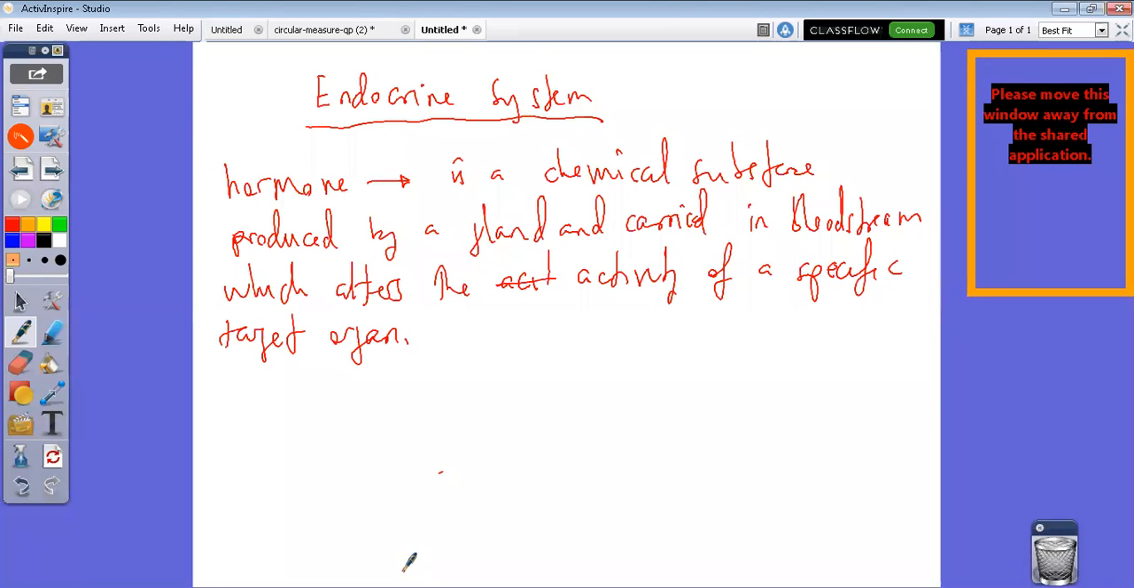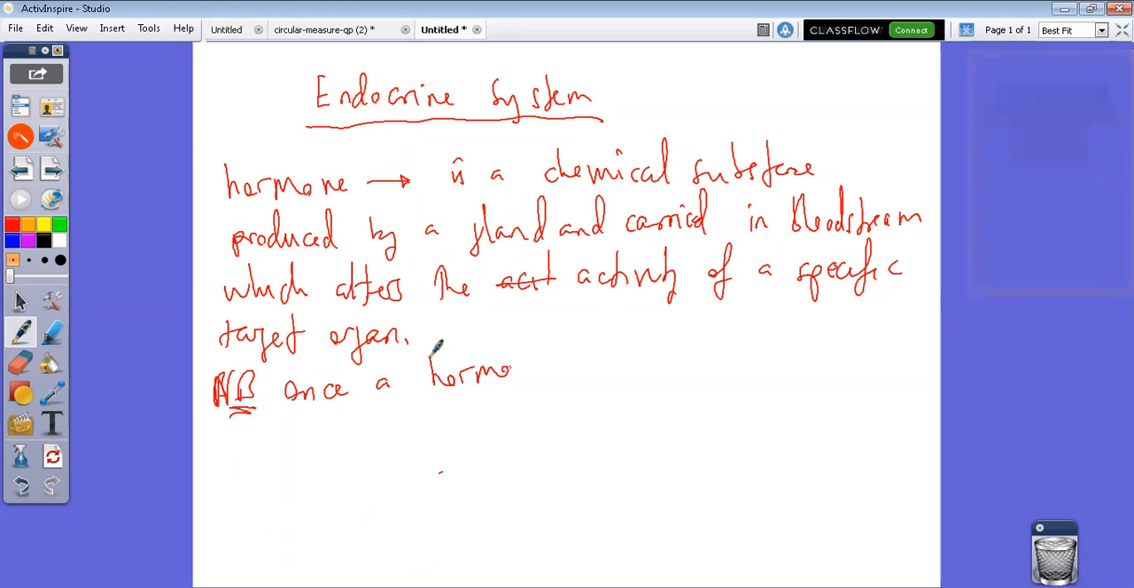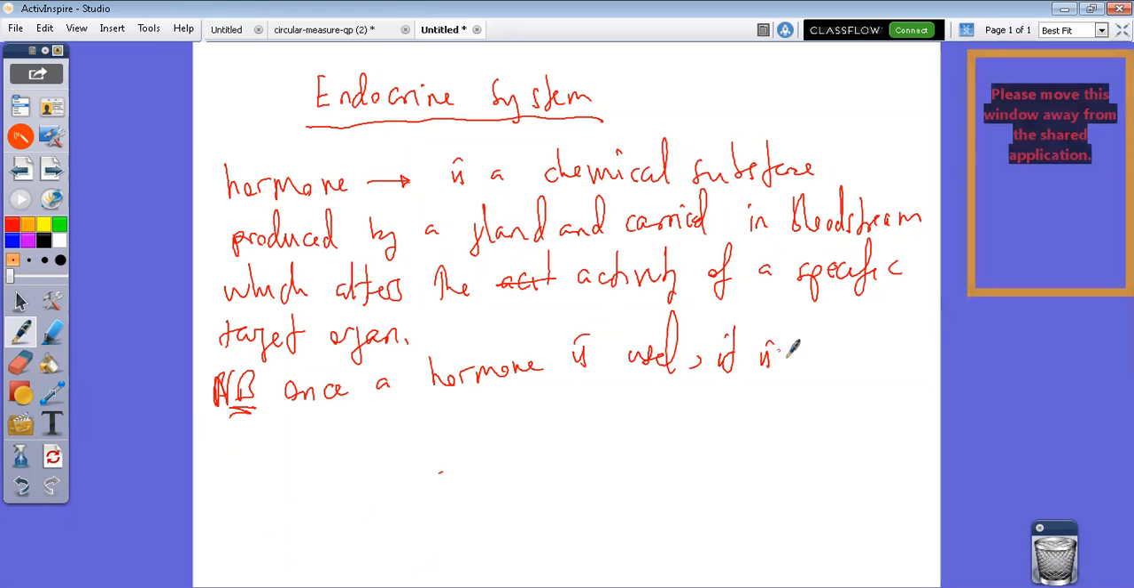Maybe the key thing here, that sometimes you might not find in the test, is that once a hormone is used, it is destroyed by the liver. Clear? Once a hormone is used, it is destroyed by the liver.